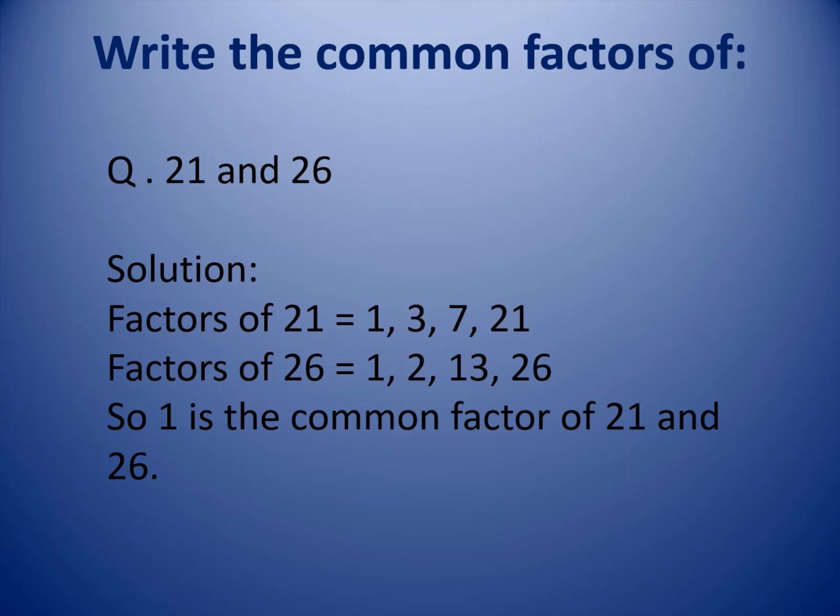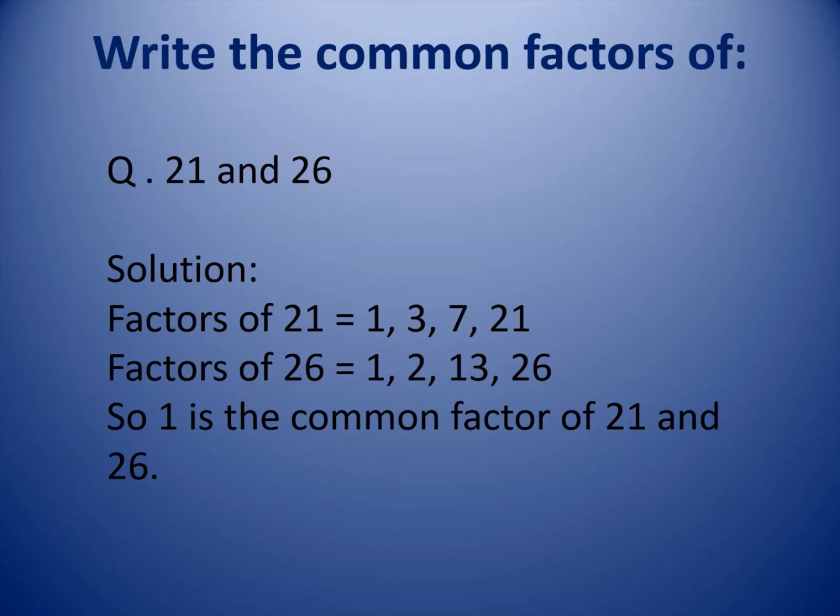Suppose the factors of 21, factors of 26. That number should be in 21 also. That number should be in 26 also. If there is another third number, that number should be in the third also. So here we have two numbers. So we shall do factors of 21 that are 1, 3, 7 and 21. Factors of 26 are 1, 2, 13 and 26.